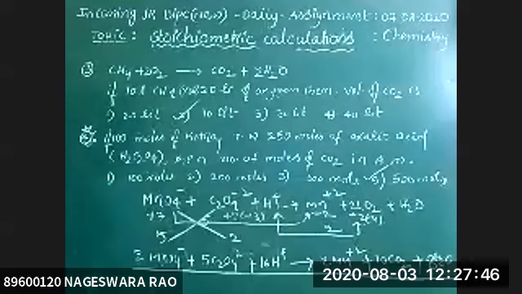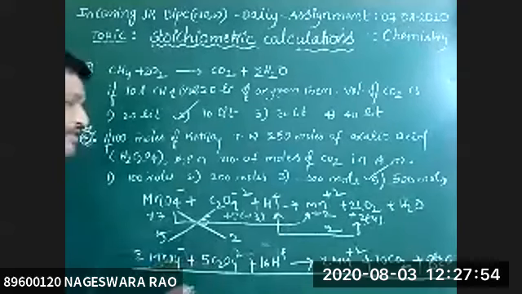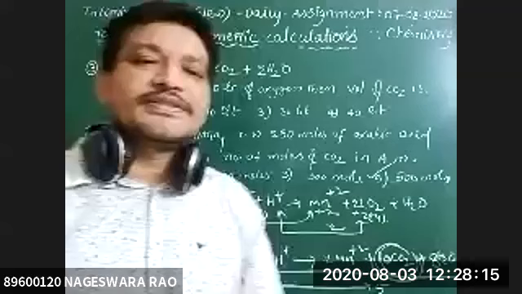So in this balanced equation, 2 moles of MnO4⁻ react with 5 moles of oxalic acid to produce 10 moles of CO2. How many moles, friends? 10 moles of CO2. So 1 mole of KMnO4 reacts with 2.5 moles. Okay, friends, 1 mole of KMnO4 produces 5 moles of CO2. 100 moles of KMnO4 produce 500 moles of CO2.